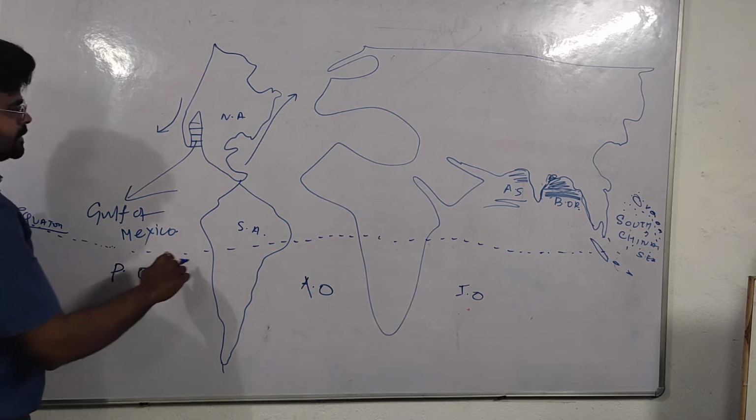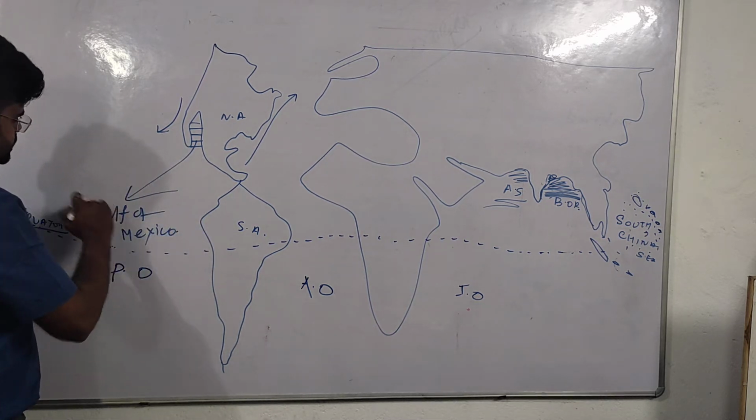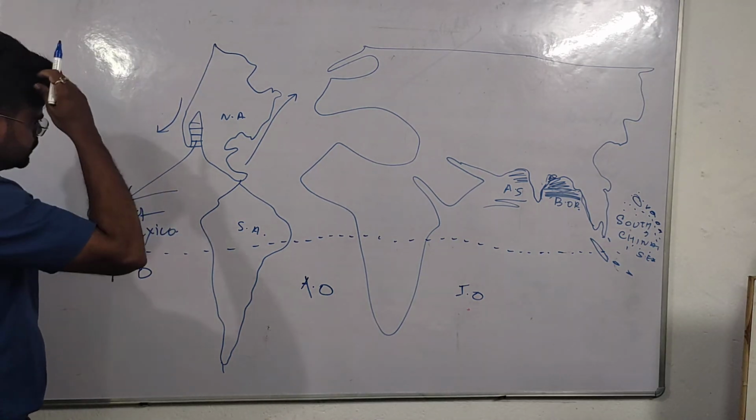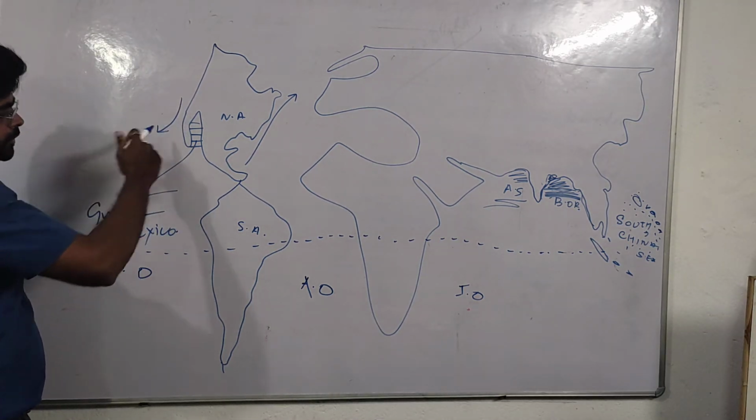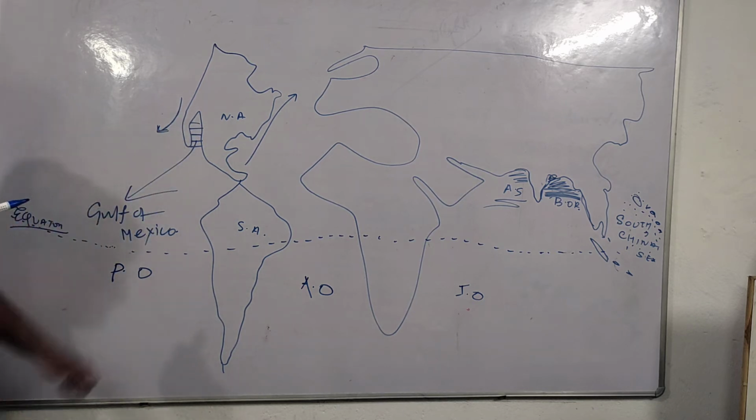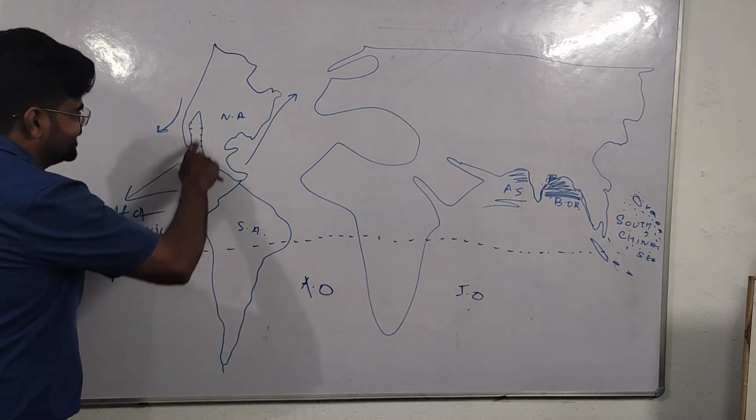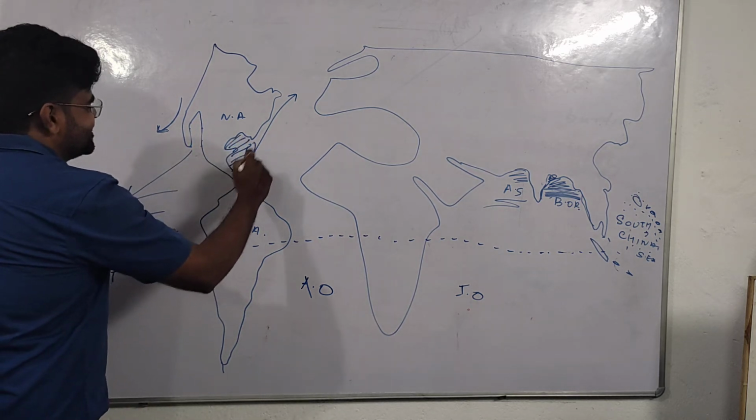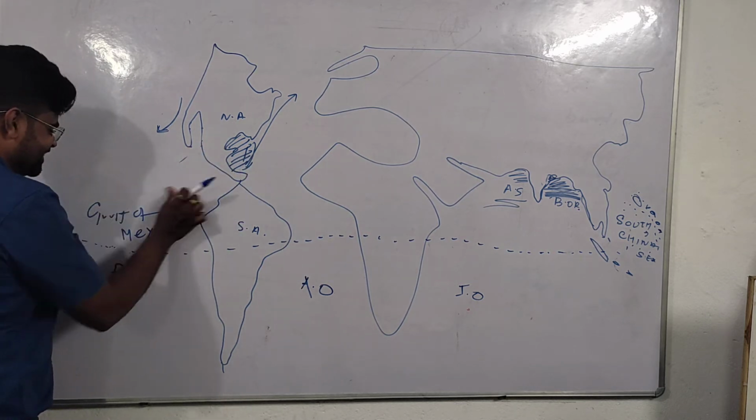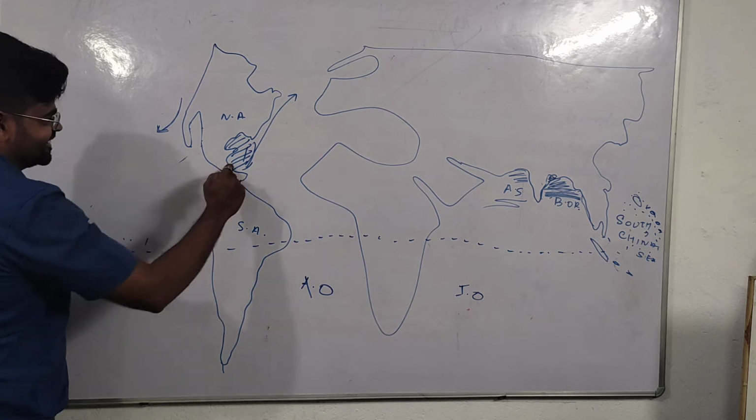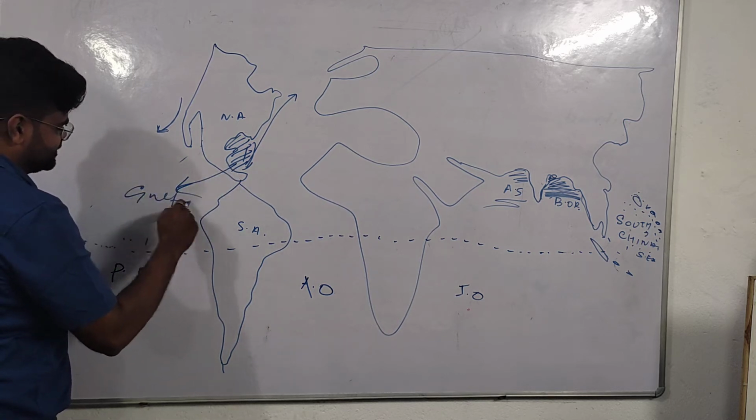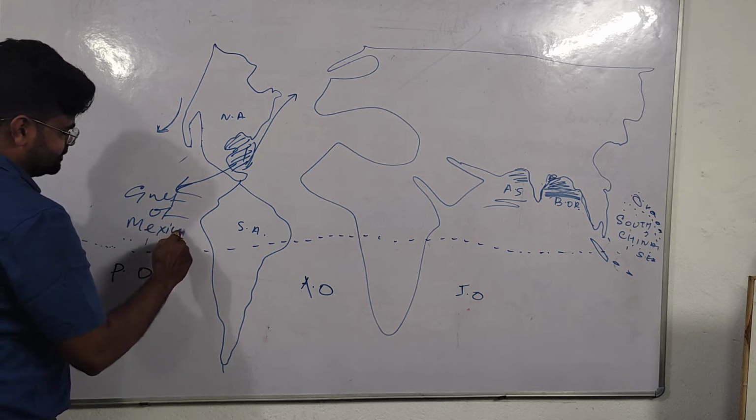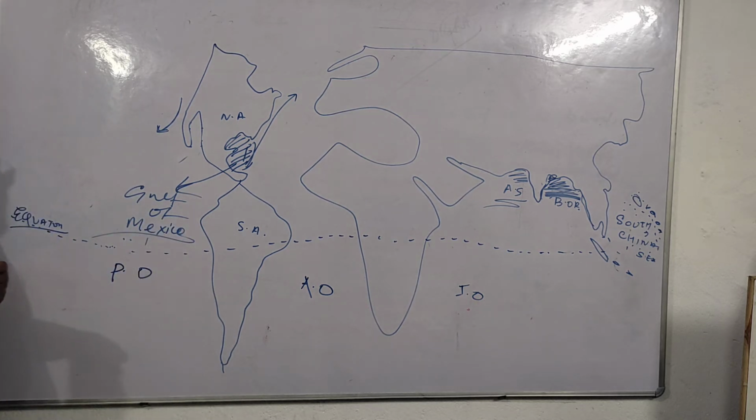So basically what happens is that when the circulation is going on over here, it is the cold current over here. But the temperature over here increases because of... Sorry, this is not the Gulf of Mexico, this is the Gulf of California. Sorry, this is the Gulf of Mexico. So it's the North Atlantic Drift that is increasing the temperature of the Gulf of Mexico.